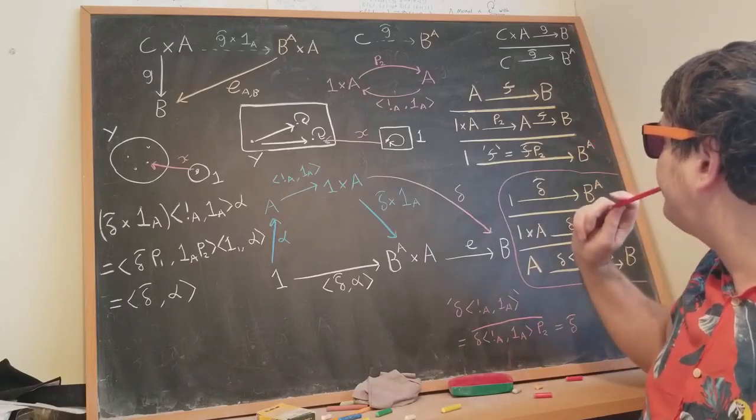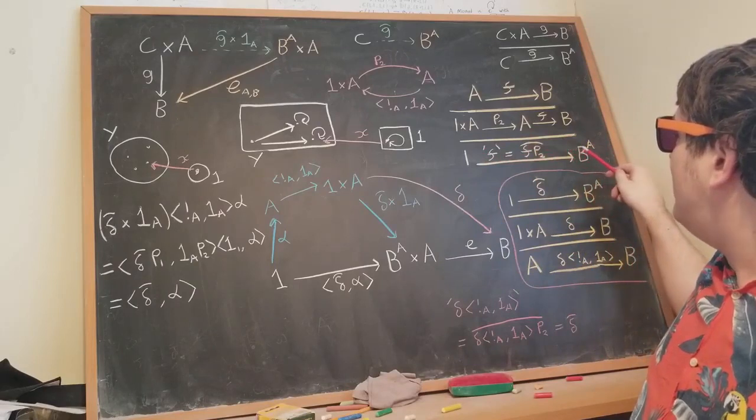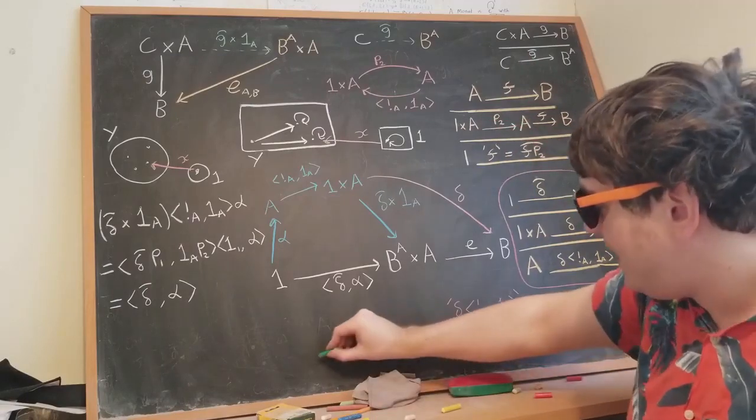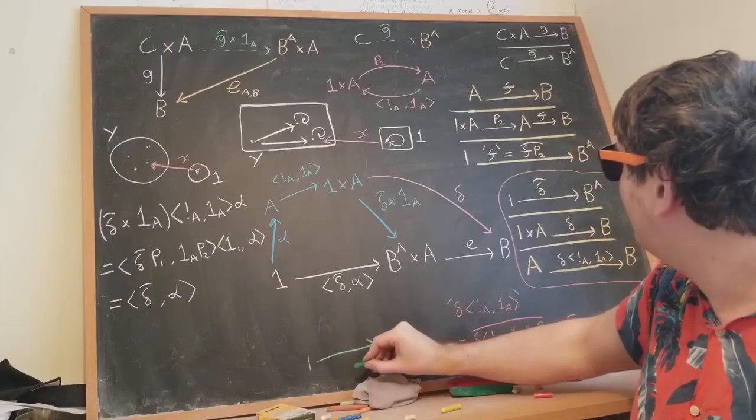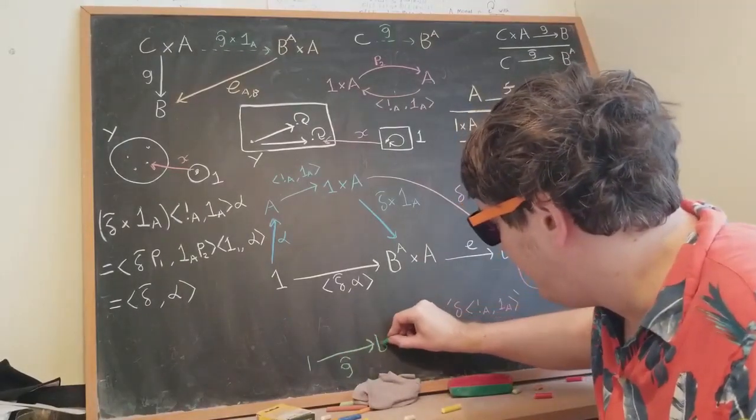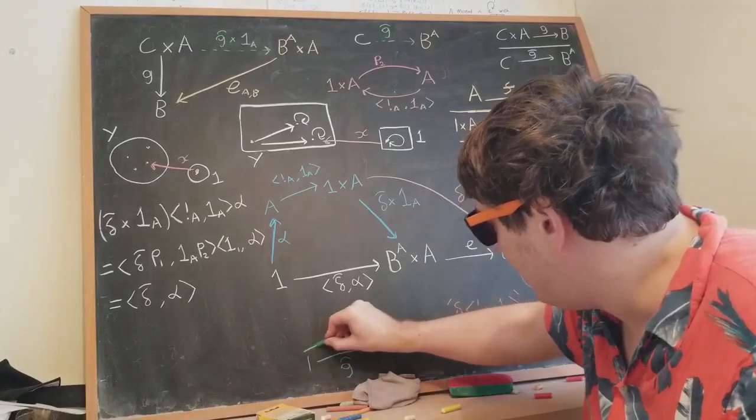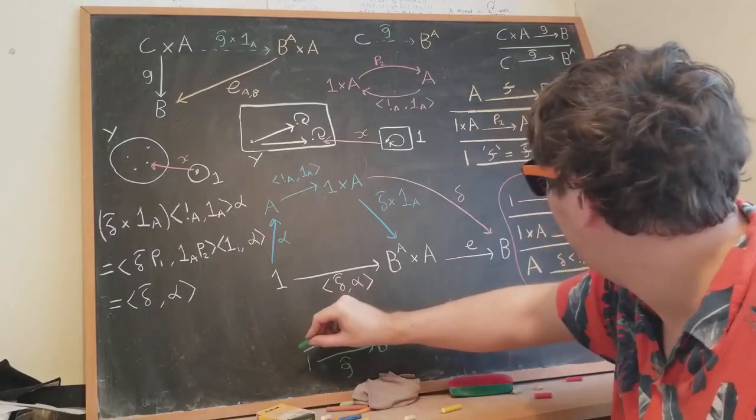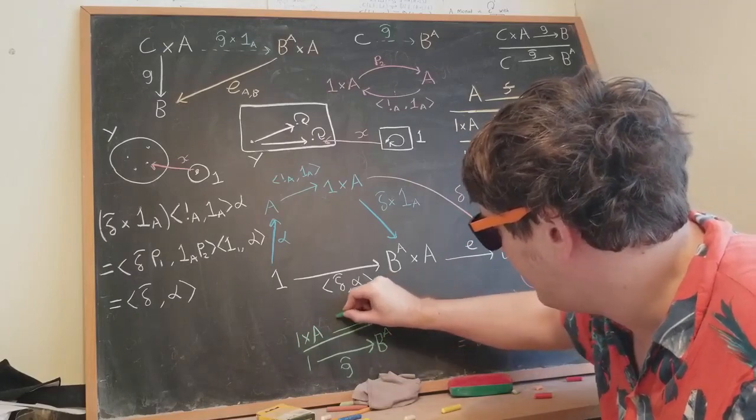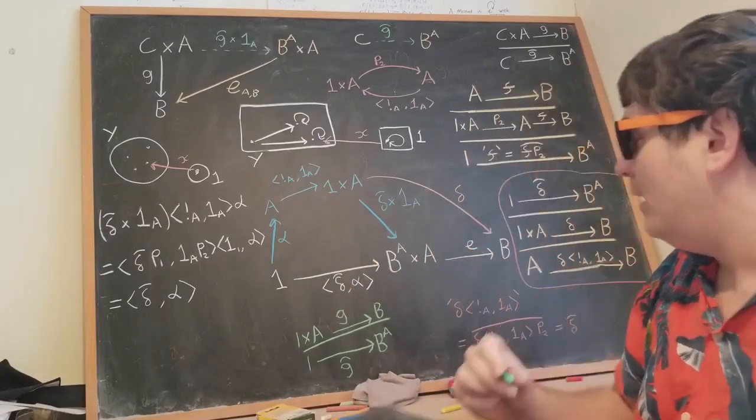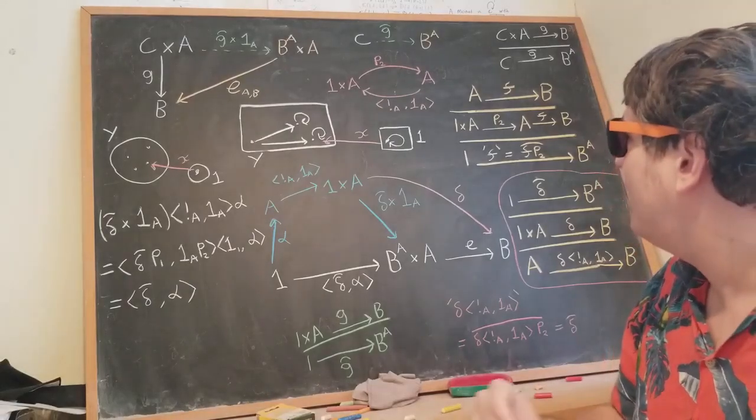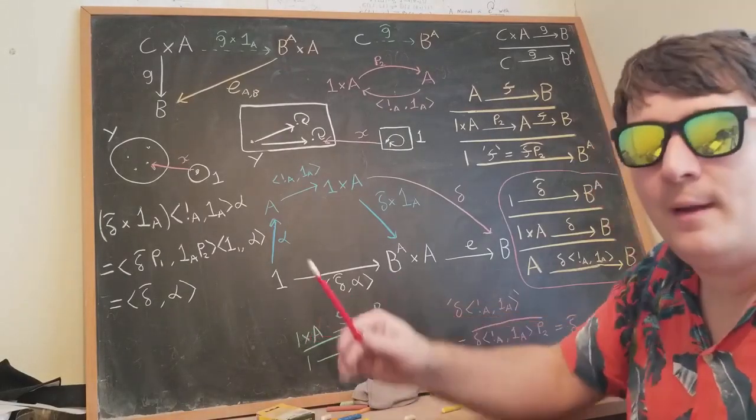And we know that this corresponds to an arrow from 1 times A to B. So what I'm saying here is that if we have a point, let's call it g bar, of B to the power of A, we know that that's going to correspond to an arrow g from 1 times A to B. So that's the kind of thing we want to talk about, because there's an extra step in this, and that is, what is 1 times A?